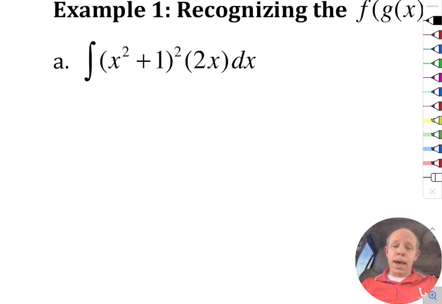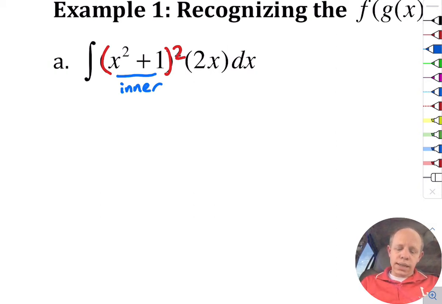Okay, so in example 1, we have the antiderivative, or the indefinite integral, of x squared plus 1 quantity raised to the power of 2 times 2x dx. So a couple things that are going to alert us to this idea of the pattern is, one, we're going to have composite functions, and we're also going to have some sort of multiplication of two different functions. So in this case, I'm going to let the outer function be something squared. And what that does is it kind of makes my inner function, okay, be this x squared plus 1. And so what we're looking for now is the derivative of that inner function right here.